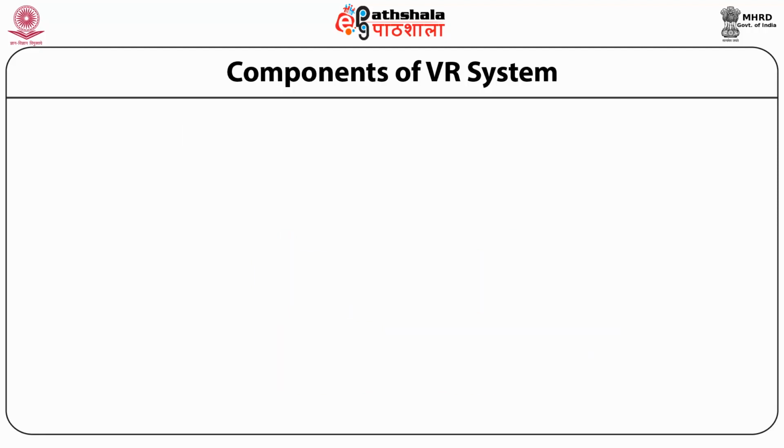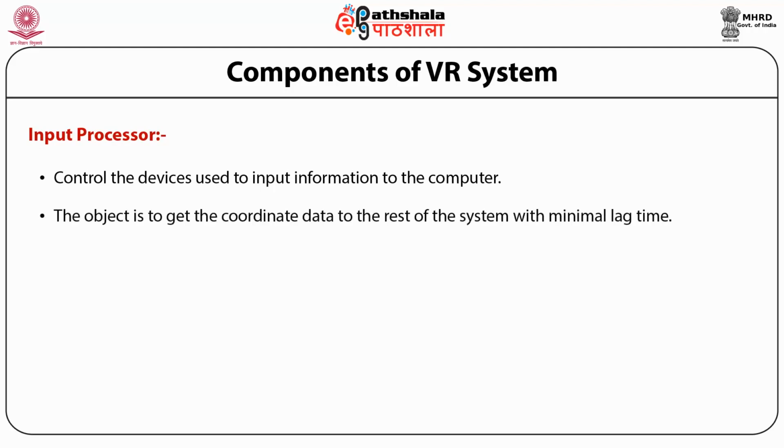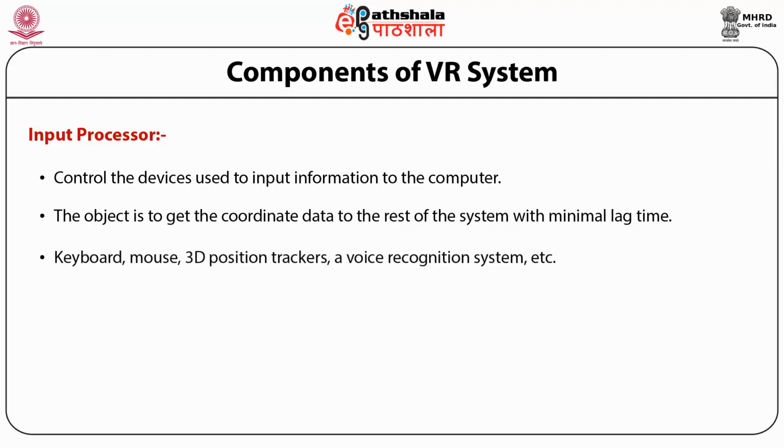Components of virtual reality system. The first, input processor. It controls the devices used to input information to the computer. The object is to get the coordinate data to the rest of the system with minimal lag time. Keyboard, mouse, 3D position trackers, a voice recognition system, etc. are examples of input processors.